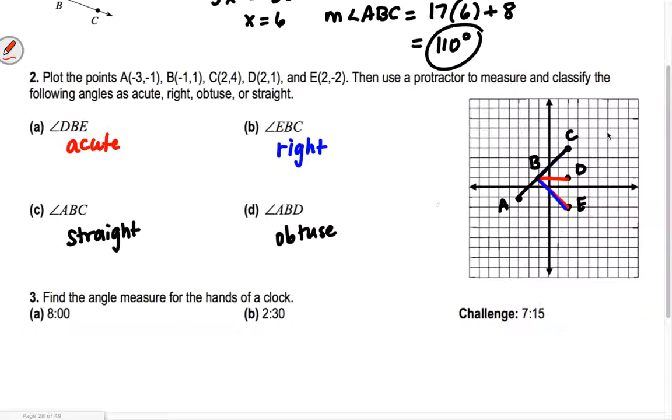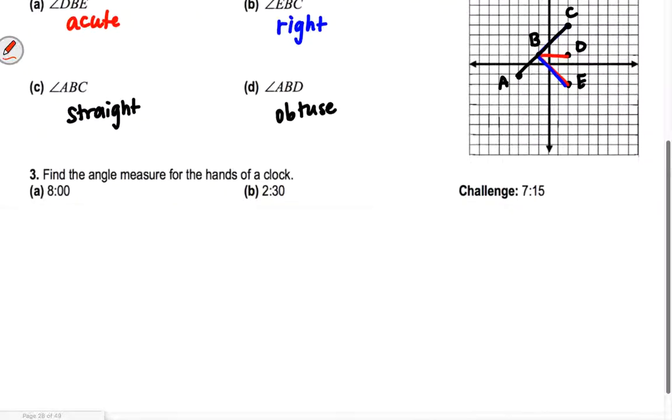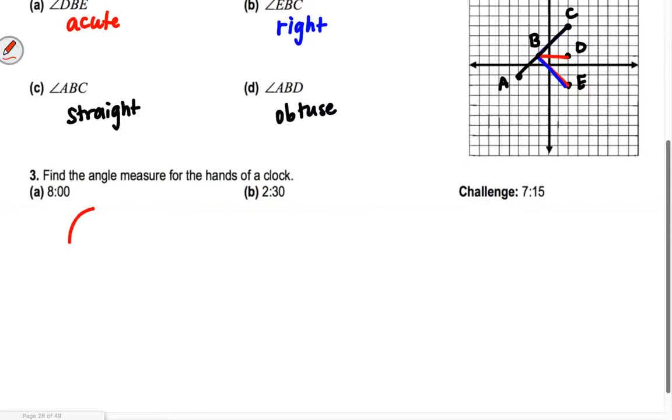You were right. All right, so number 3. Find the angle measures for the hands of a clock. So 8 o'clock. We're going to draw this clock out. At 8 o'clock, the minute hand goes here.